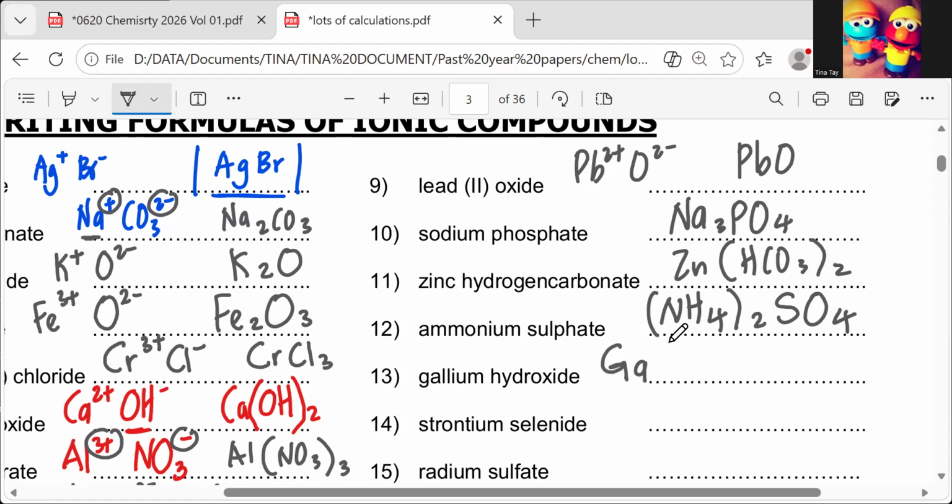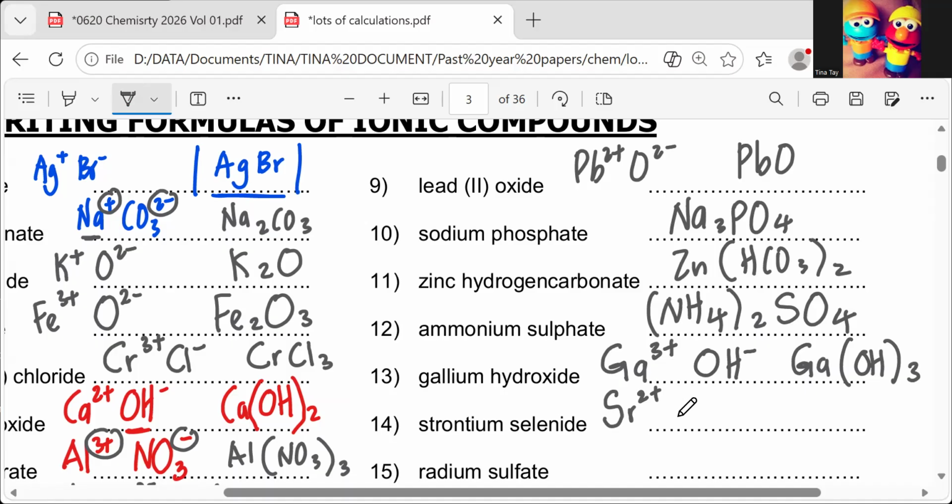Gallium is 3 plus. Hydroxide is OH negative. So it's Ga(OH)3. How do you find strontium? You look at the periodic table. So in the periodic table, strontium, Sr, is in group 2. So it's 2 plus.